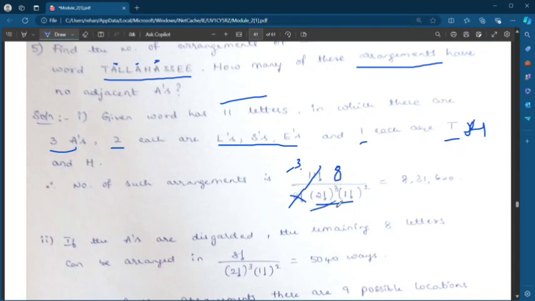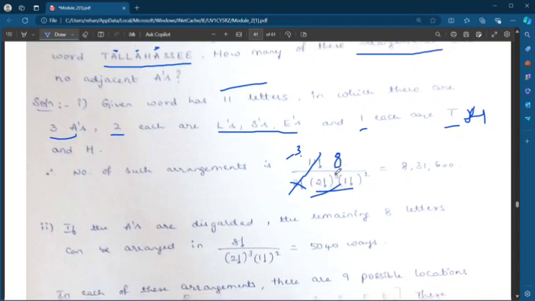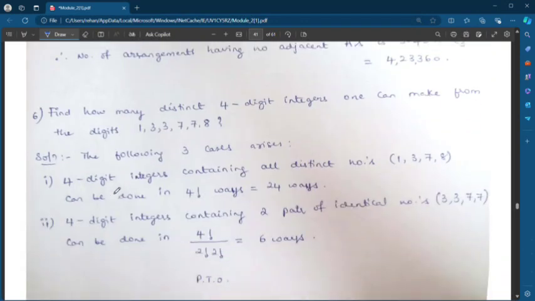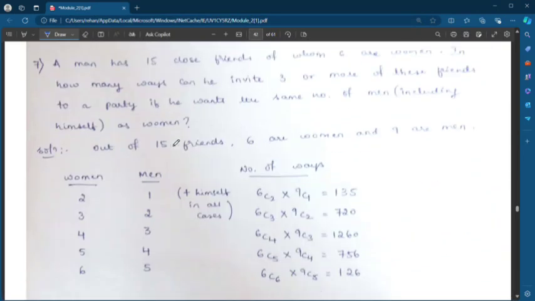Okay, always we'll do here, but don't forget to subtract on the numerator also. Done. Find how many distinct 4 digit integers one can make from the digits 1. This is already done. Same way, a man has 15 close friends, of whom 6 are women. And in how many ways can he invite 3 or more male friends?